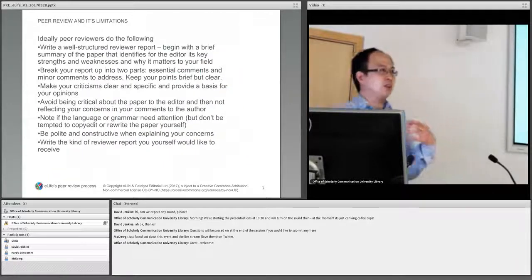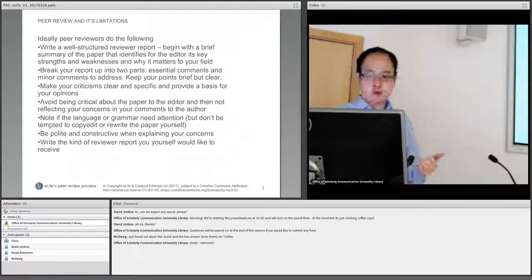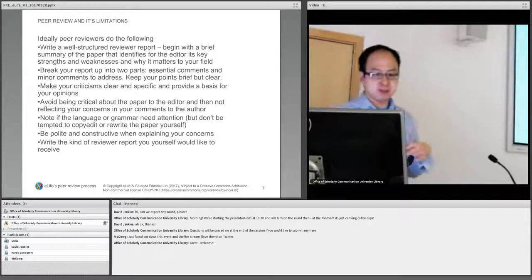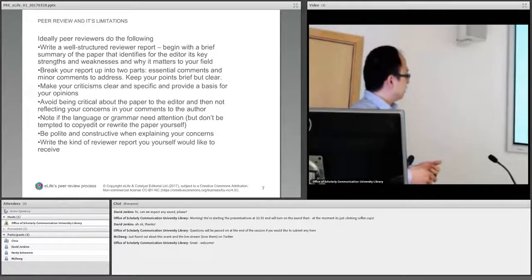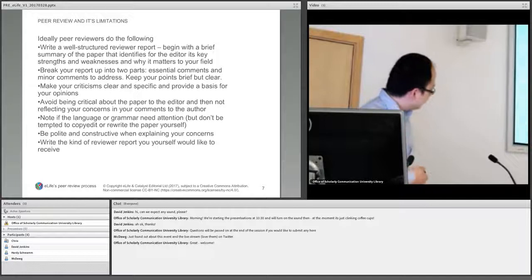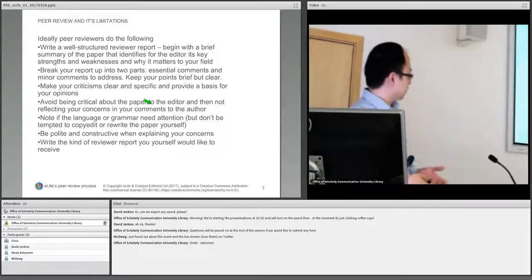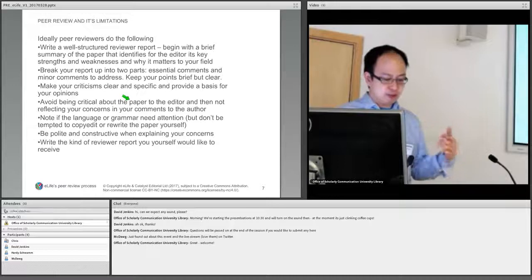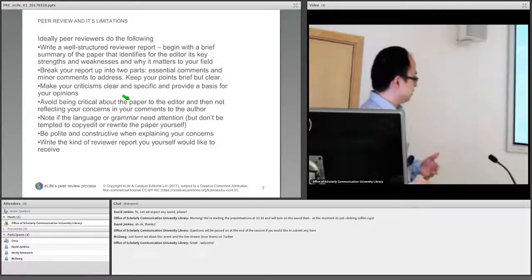So what are the ideal behaviors we want from reviewers? For reviewers, we want them to provide a well-structured review. This would, for example, involve providing a summary, summarizing the main concerns, and also addressing the minor points. Secondly, we'd like them to be clear and specific about their points. For example, correcting typos in your review is probably not a good use of time. When you're receiving your review, you'd prefer a review which is polite and constructive. So likewise, reviewers should be as polite and constructive as possible.